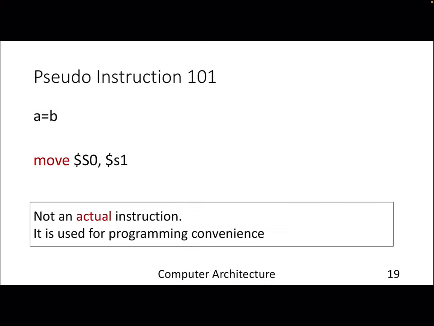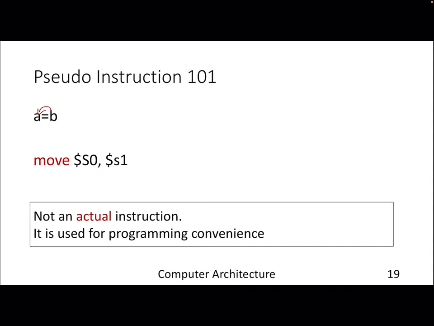So that leads to the world of pseudo instructions. Pseudo instructions are actually fake instructions that are not part of the instruction set architecture, but are used only for programming convenience. For a programmer, move is more intuitive and convenient when you are transferring the content from one register or one variable to another variable. So just to help the programmers, there are pseudo instructions.